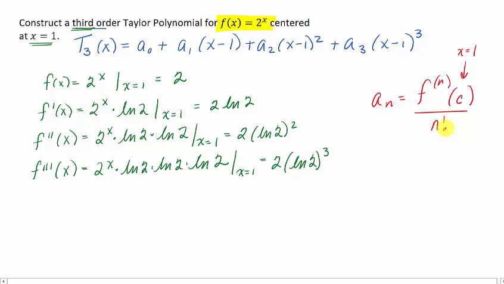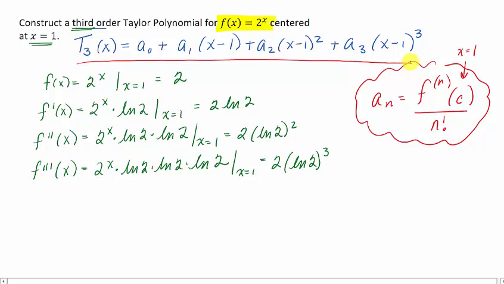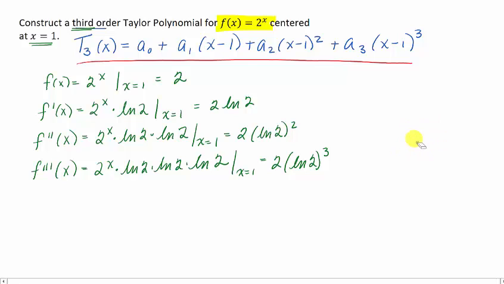And then, after we've got each one of these coefficients figured out, we can go back to our Taylor polynomial and put in the coefficients. So let's figure each one of these out. Okay, so for our a naught, we're going to do f evaluated at 1, which is 2, divided by 0 factorial, which is 1, so a naught is 2. A sub 1 is going to be f prime evaluated at 1 all over 1 factorial, which was 2 natural log of 2 all over 1, which is just 2 natural log of 2.